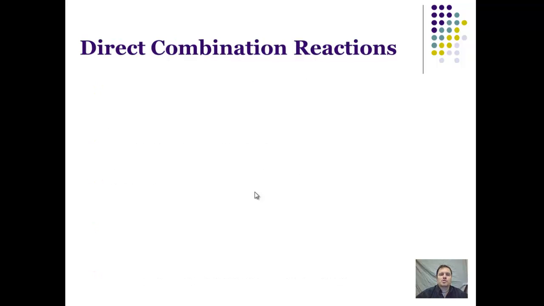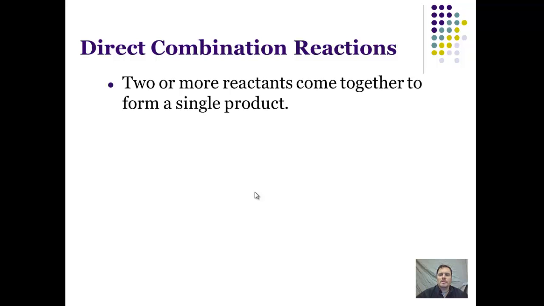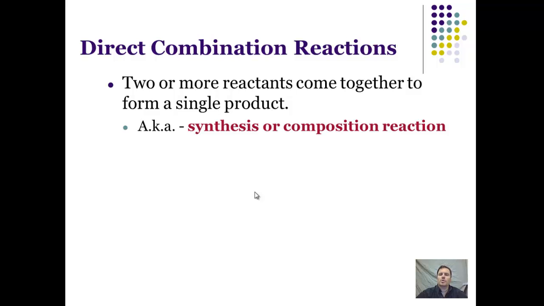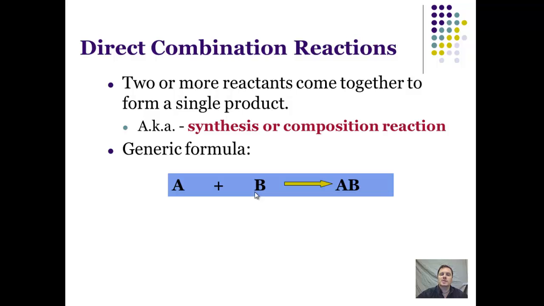Okay, our first type is direct combination reaction. In a direct combination reaction, 2 or more reactants come together to form a single product, meaning one element plus another element gives us one compound. These are also going to be referred to as either a synthesis or a composition reaction. You'll hear me use all 3 of these in class, so be familiar with each of those. And for each of these reaction types, I'm going to give you a generic formula. So the one for direct combination is this: A plus B gives us AB. And make sure you copy it down.